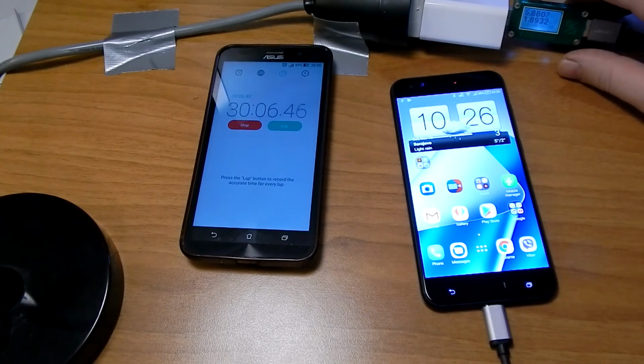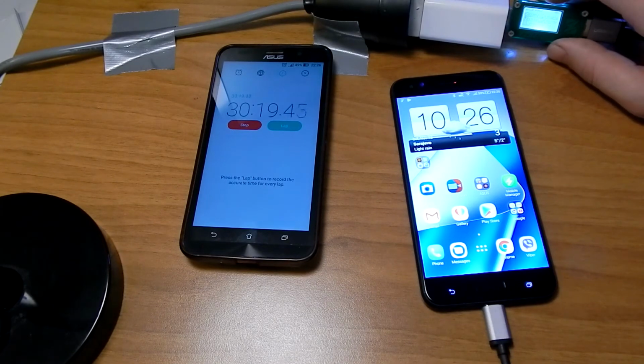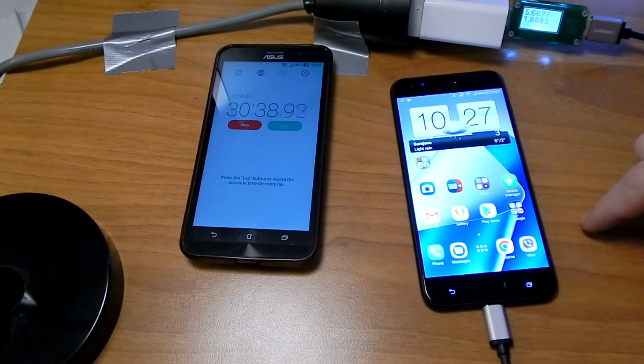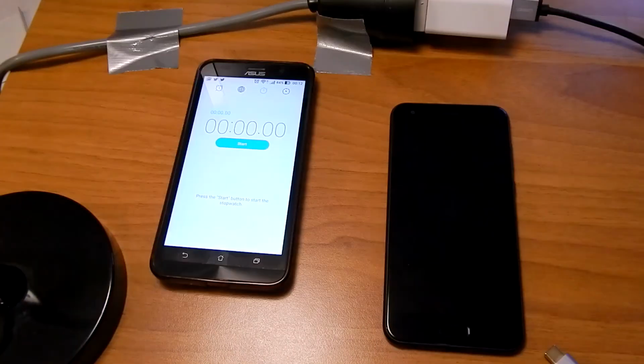Now the voltage is 5.88 volts and 1.89 amps at 11 watts. The phone has taken 6 watt hours of charge and one amp hour. I will redo the test without the power meter to see if there's any difference.